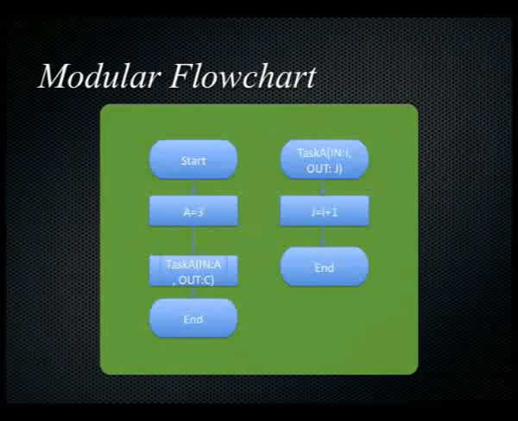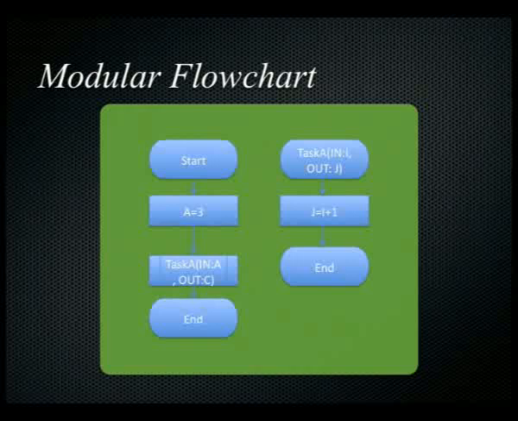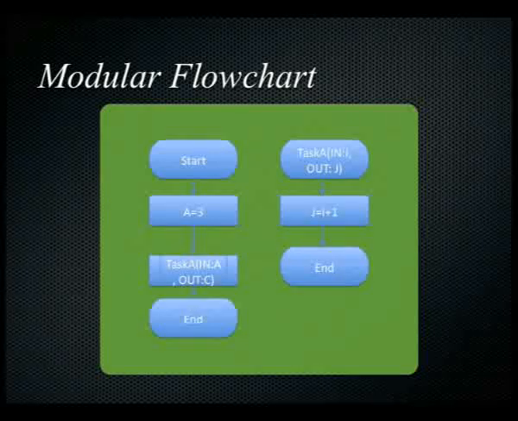So when it comes to a modular flowchart, you simply start with the main thread. So you've got a start. You might have a variable that you're assigning the value of 3 to. So we've got A equals 3, and then we've got a task A. This is a task that we actually need to do. Obviously in a real modular flowchart, you'd have a lot more predefined tasks, because this seems a bit pointless just having one predefined task.